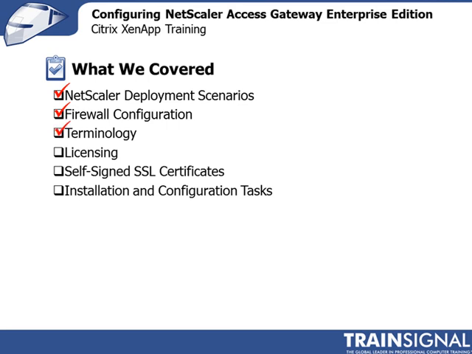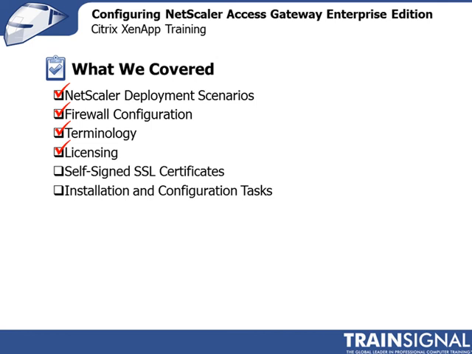We talked about the terminology. What does an NSIP mean? That's a Netscaler IP. What is a MIP? A mapped IP address. What does the CGP mean? That's the Common Gateway Protocol. What is the ICA? Independent Computing Architecture. So we went through all the terminology that we need from a Netscaler perspective, and then we moved on to licensing.